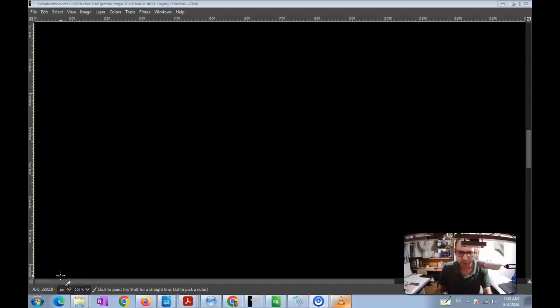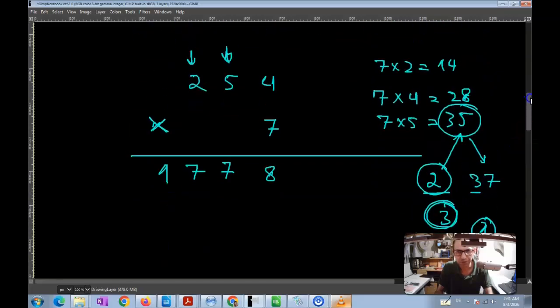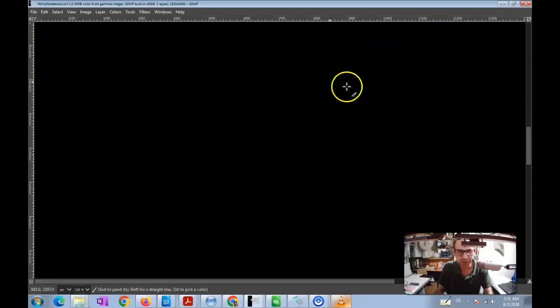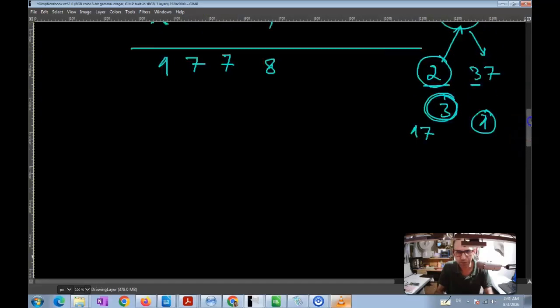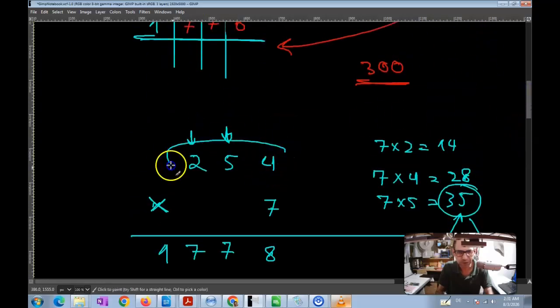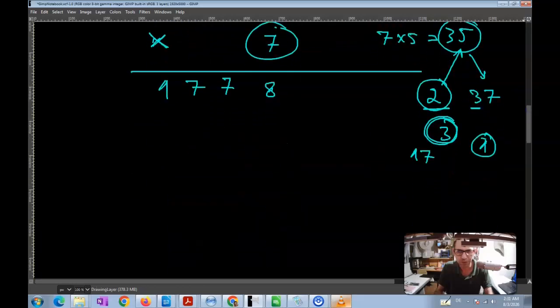Okay, so now let's do another multiplication, but this time we will make it a little bit more complicated. Let's say that you have a 3-digit number. Here we had a 3-digit number and a 1-digit number multiplied together.